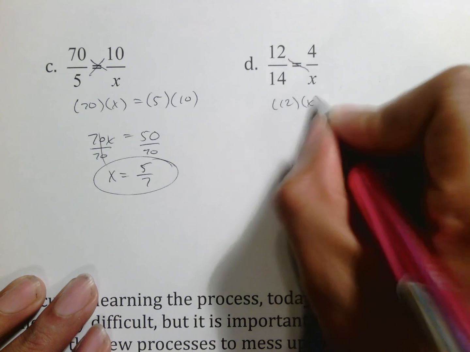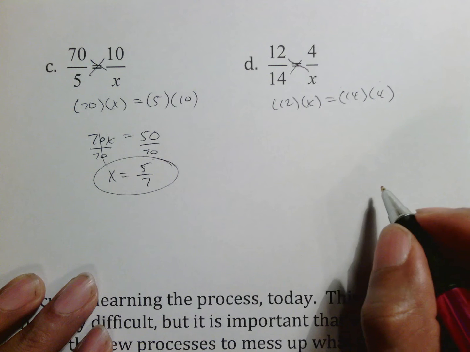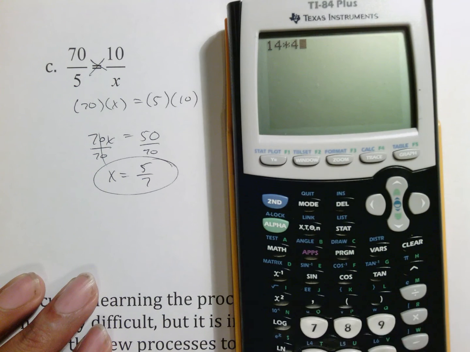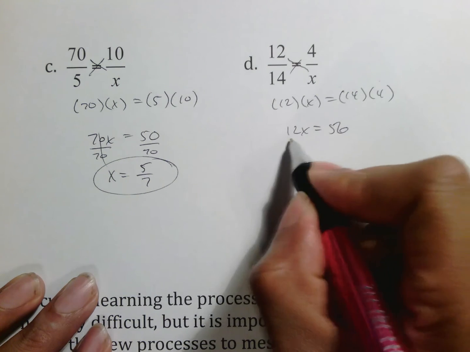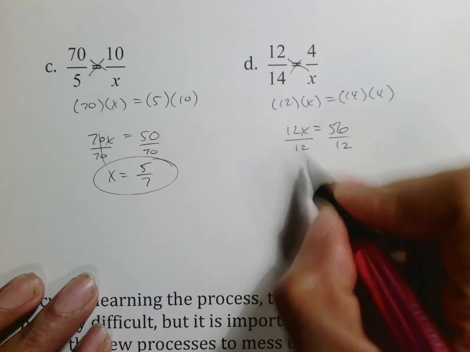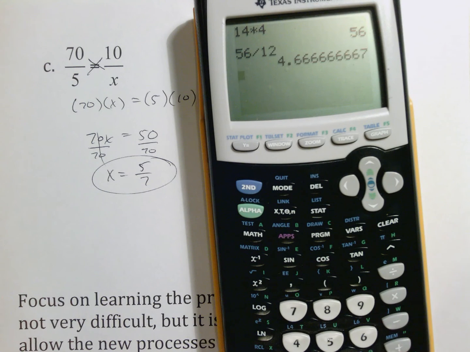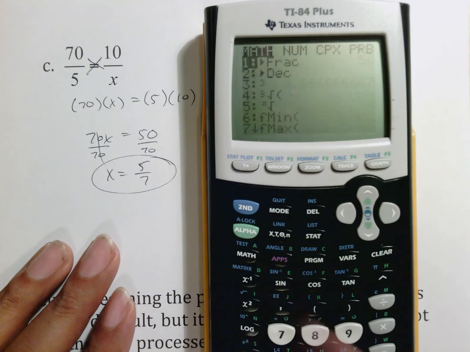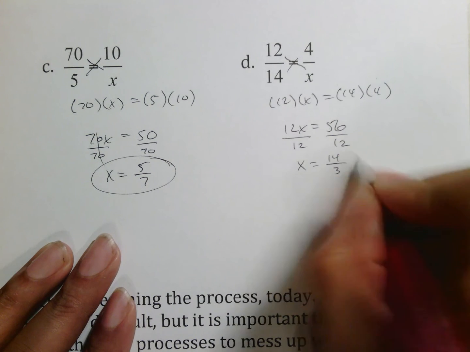So here we have 12 times x equaling 14 times 4. This turns into 12x equals whatever 14 times 4 is, which is 56. X is attached to 12, so I have to divide by 12. X comes down. Again, if I do 56 divided by 12, I get a decimal. But your teacher just taught you that if you get a decimal, we can convert that into a fraction by simply hitting math, enter, enter, and you get the answer of 14 over 3.